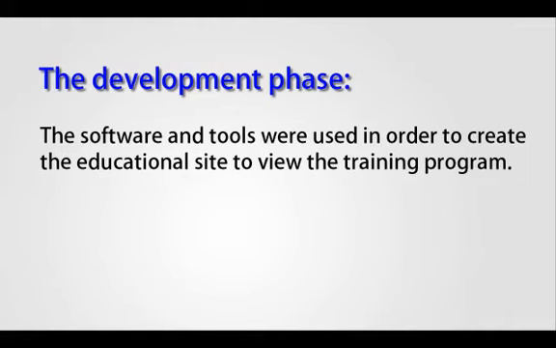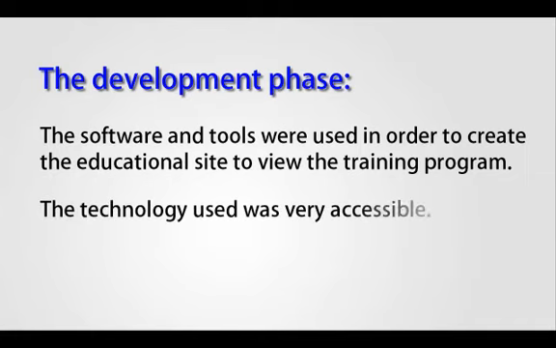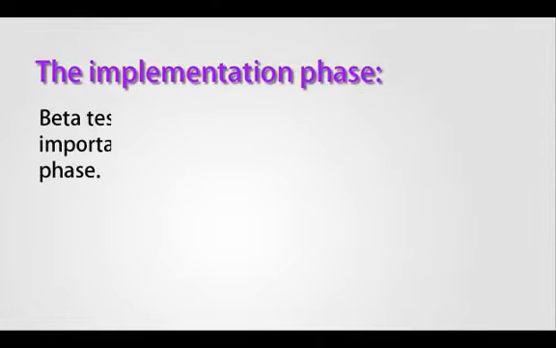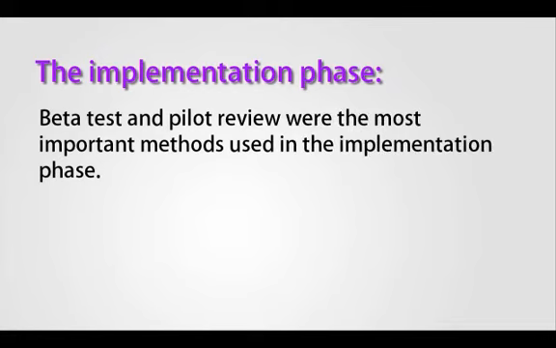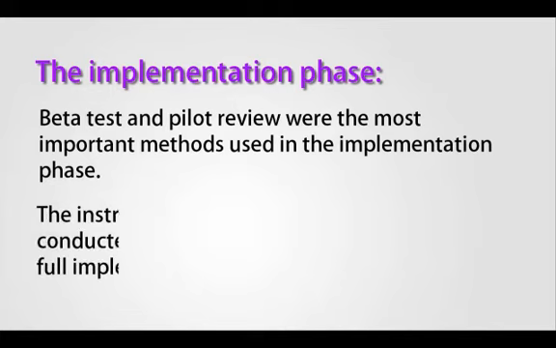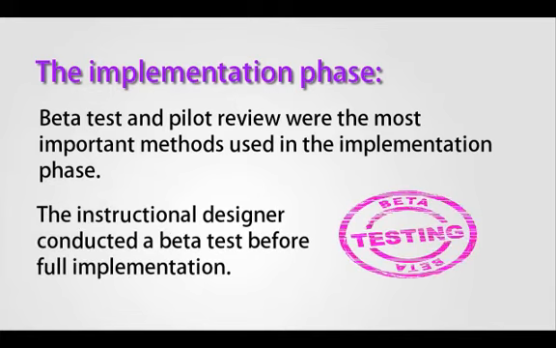In the development phase, the software and tools were used in order to create the educational site to view the training program. The technology used was very acceptable so that any faculty member with minimal training can use it. In the implementation phase, beta test and pilot review were the most important methods used. The instructional designer conducted a beta test before full implementation to determine if the training program is on the right track in achieving its objectives.